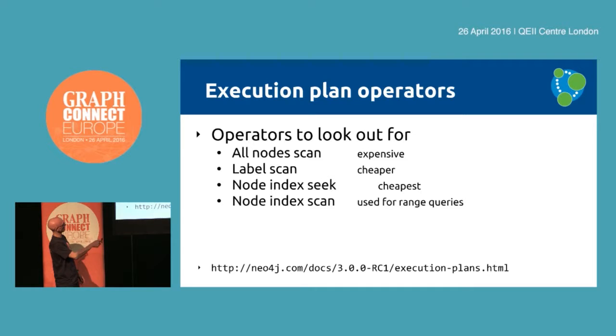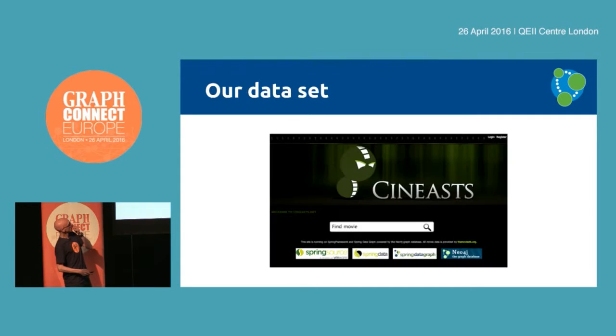Then we've got the label scan. That's a bit better. That's like the select star from table. And then the ones where we're much happier are where we're seeing index in the name. So it's like, cool, we've used an index to go and find something. And there's a couple of those. We've got the index seek, which goes and narrows in on a particular node, or it could be an index scan where it's actually getting a range. So we get several of them. And you can read up about the execution plans in the documentation as well.